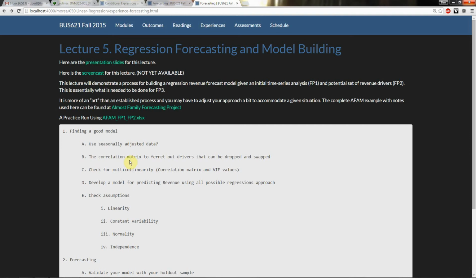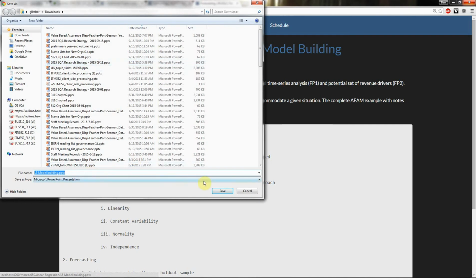Aloha and welcome to the regression forecasting and modeling screencast. We're going to talk about a process to use regression for forecasting revenues and finding a good model and validating that model. So you're probably going to want to get the presentation slides here.